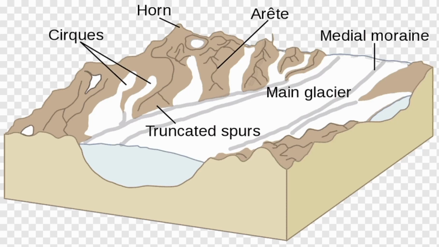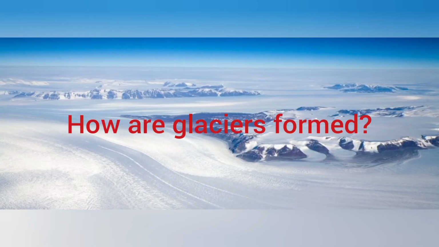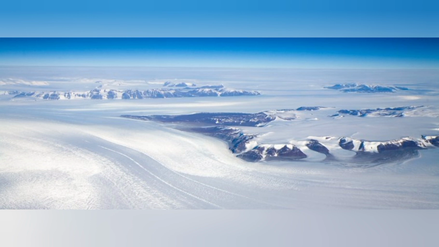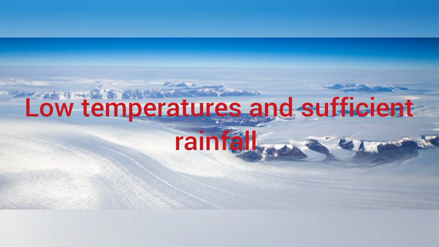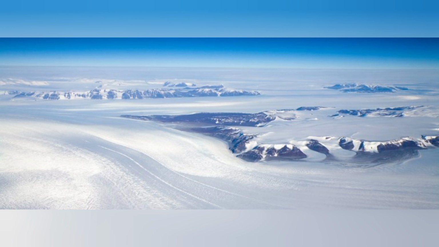Today I am going to discuss the landforms which are created by deposition and erosion activities of glaciers. The first question is, how are glaciers born or how are they formed? So glaciers require two conditions. One is low temperatures and the other is sufficient rainfall.